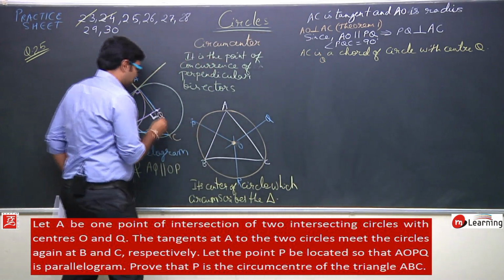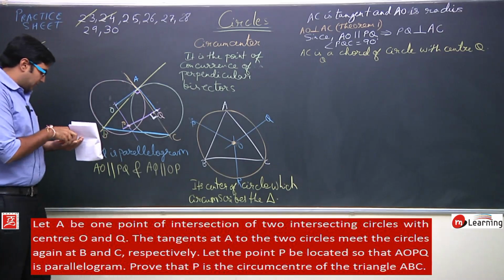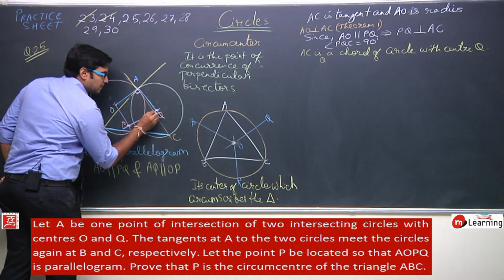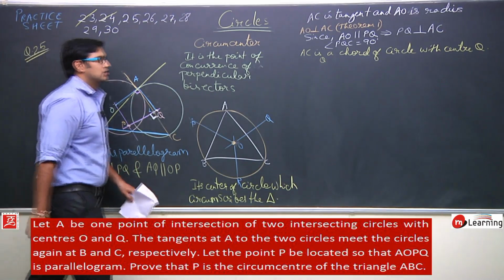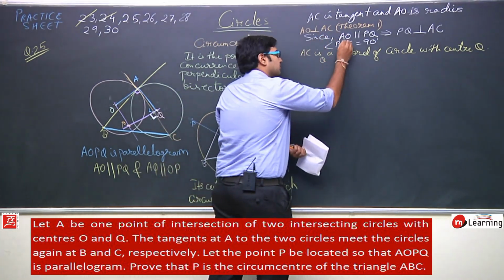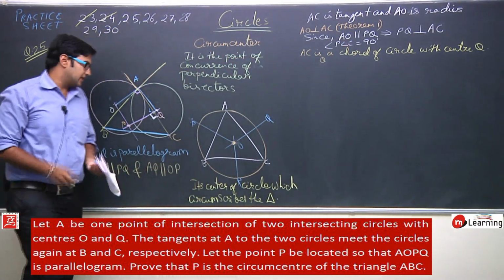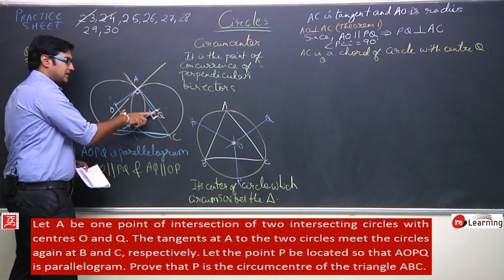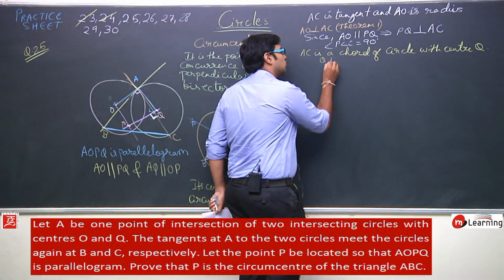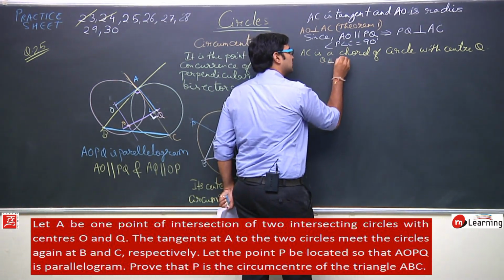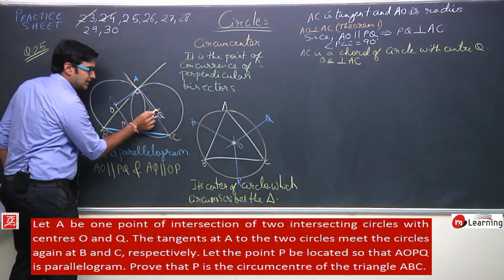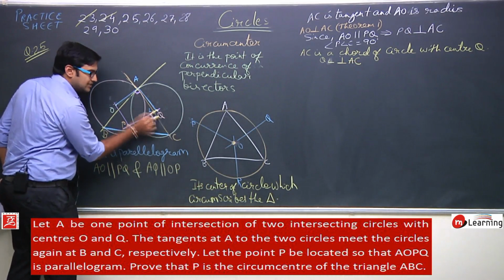Sorry, this is not point Q. Let us say we mark this point as L, this particular point. So angle PLC is equal to 90 degrees. You can see Q is the center of the circle and QL is perpendicular to AC. This QL length, this very small length, is perpendicular to this AC.